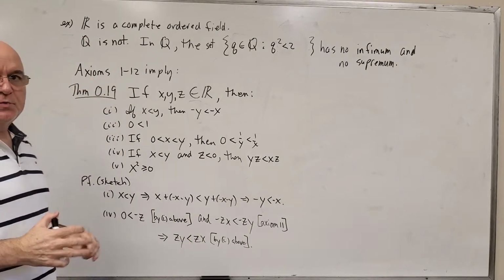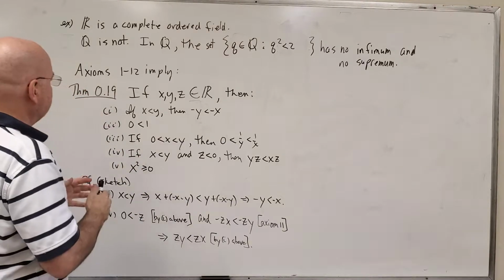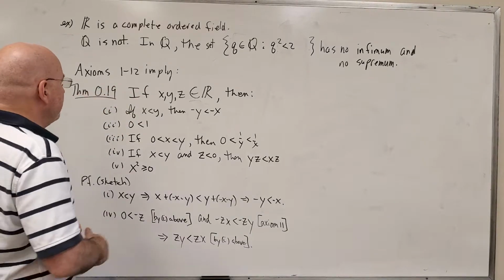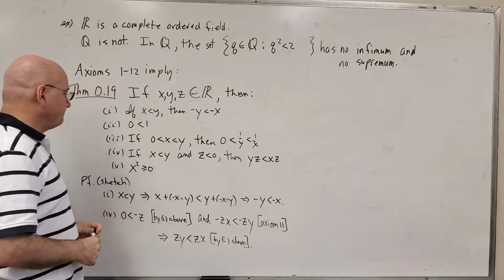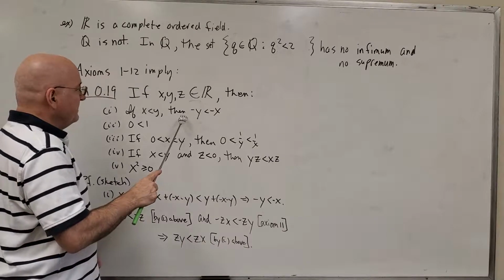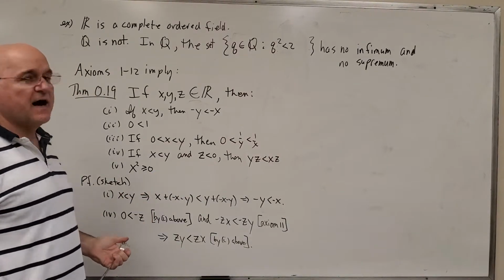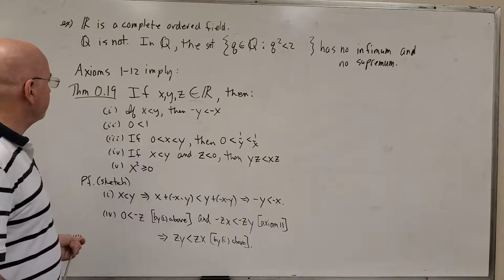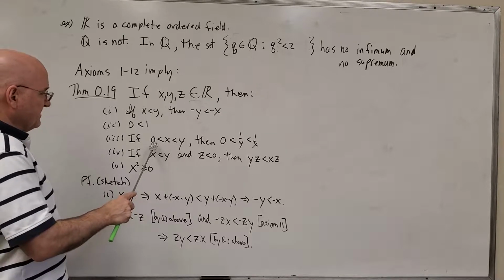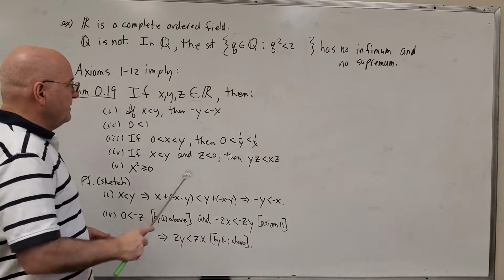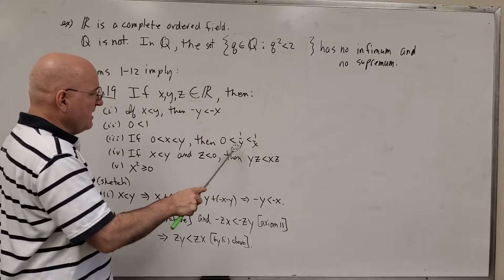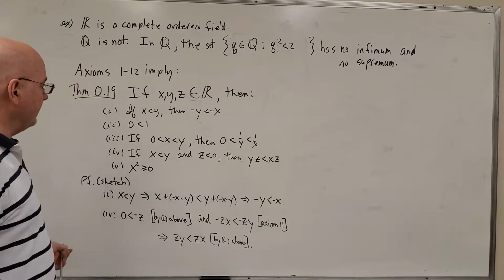Now, from axioms 1 through 12 for a complete ordered field, we obtain the following properties. In other words, they could be used to prove this theorem 0.19. If x, y, and z are real numbers, then: 1. If x is less than y, then negative y is less than negative x. 2. 0 is less than 1. 3. If x and y are both positive, but x is between 0 and y, then when you take the reciprocals, or the multiplicative inverses, they switch order. x was less than y, but now 1 over y is less than 1 over x.